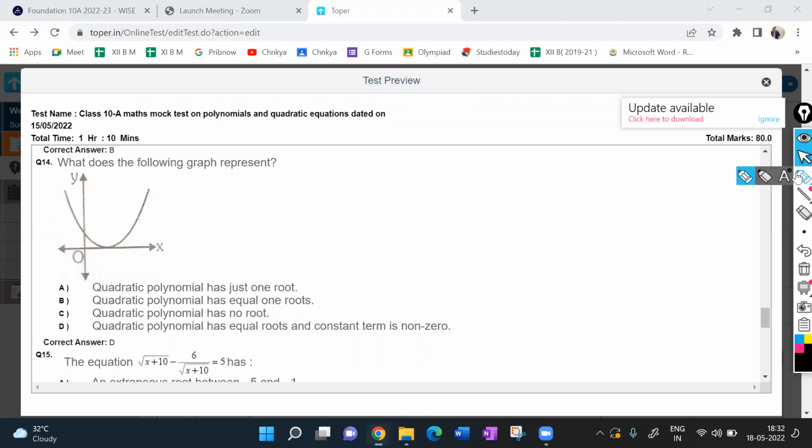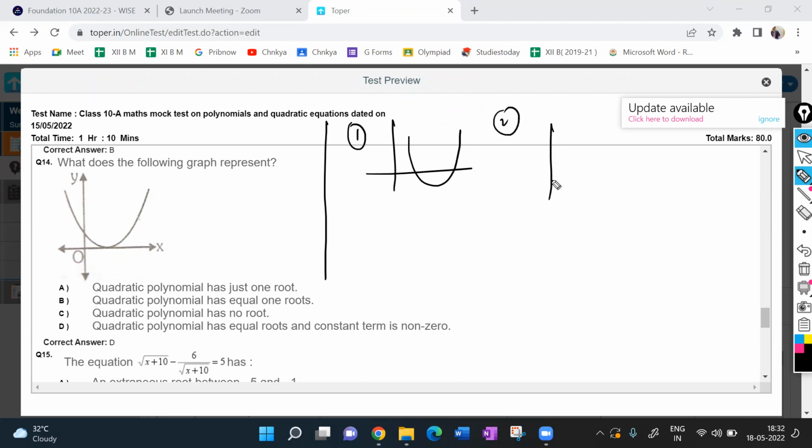I'll give you different conditions here. See, beta, again, you'll be learning in class 11th. First, suppose I have a graph something like this. Second, suppose I have a graph something like this. I have a graph something like this. Not touching. I told you with the different cases.